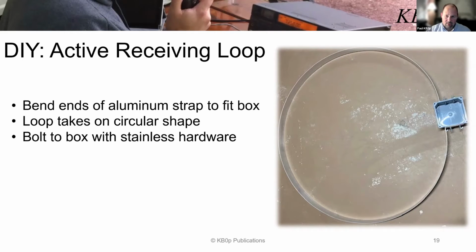So I bought an electrical junction box, some stainless hardware, and this aluminum strap. They have different widths. I bought 1.5 inch wide, but they have 1 inch wide strap. The reason I chose aluminum is that I figured it had a larger surface area, it was light, and it just looked kind of cool. So that's why I went with that.